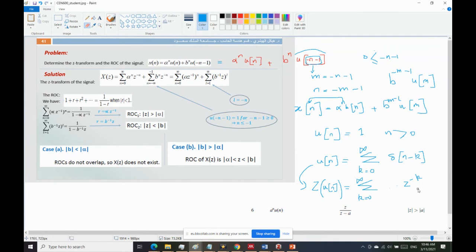And when you sum this up, we find in the end Z over Z minus 1, for the region of convergence, of course it has to be less than 1. So that's the ROC. Okay. So we can use this one for the second part.